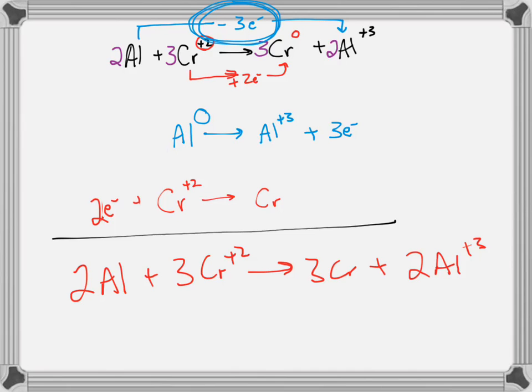We did that with our iron and tin. Okay? We multiplied 1 by 2, and we multiplied the other equation by 1. So nothing changed. Okay? So the idea is to balance out those electrons to be able to see what's happening in the course of the reaction.